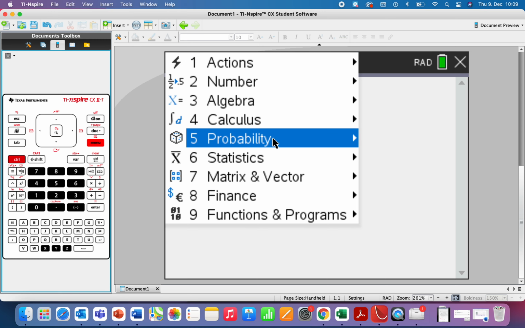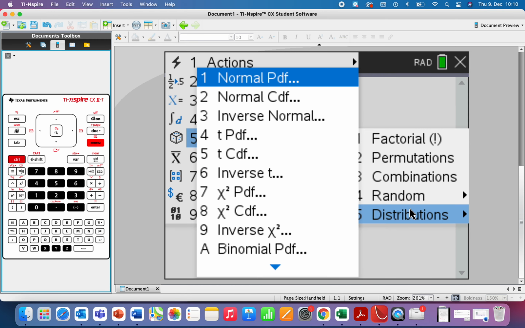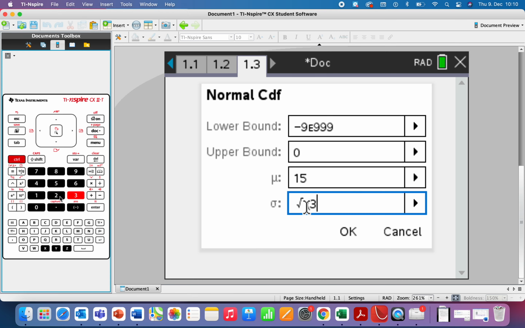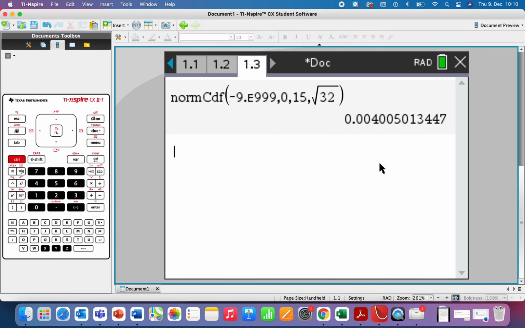Menu, probability, distributions, norm CDF, and the lower bound will keep as -9 times 10 to the 999. Upper bound is 0. Mean is 15. Standard deviation, we can just type in root 32. We don't have to work it out and type it in as a decimal. The calculator will sort it out, and look at that, 0.004005, maybe to 3 sig figs though.